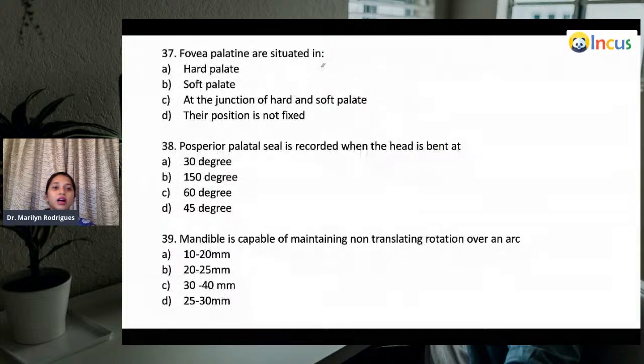Fovea palatini are situated in the soft palate. We know this, very easy. Question 37, the answer is B, soft palate.